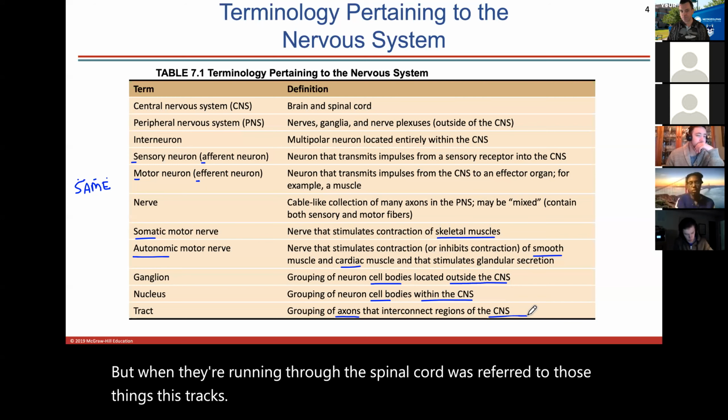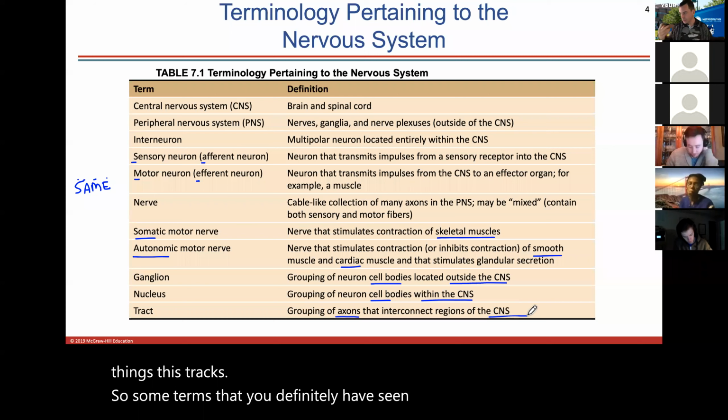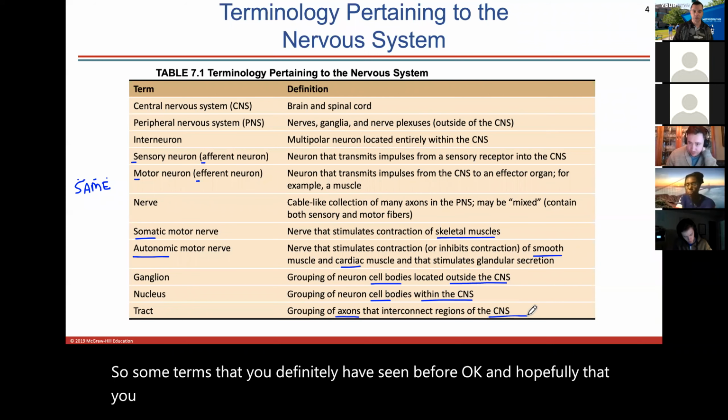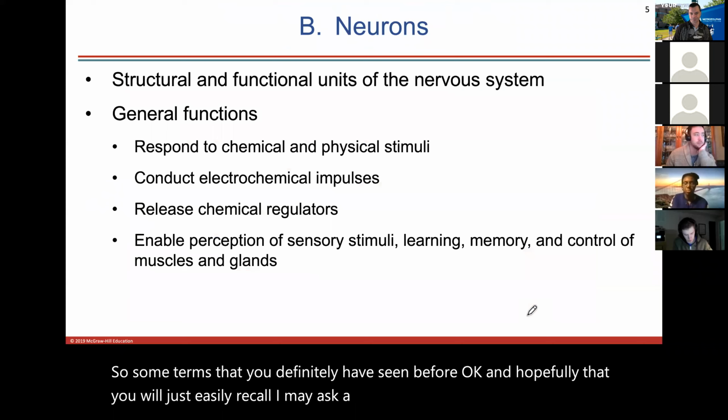So some terms that you definitely have seen before, okay? And hopefully that you will just easily recall. I may ask a few of them on the exam.